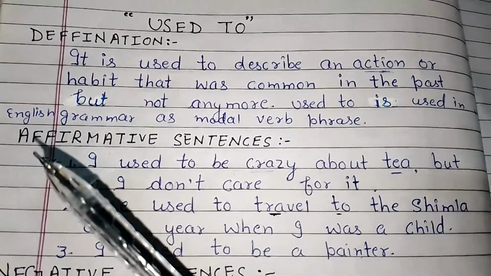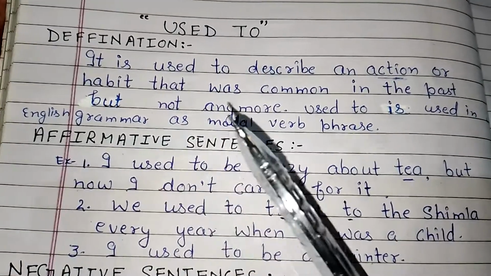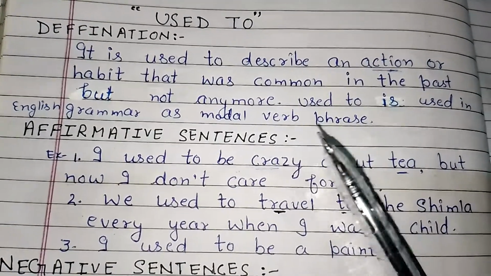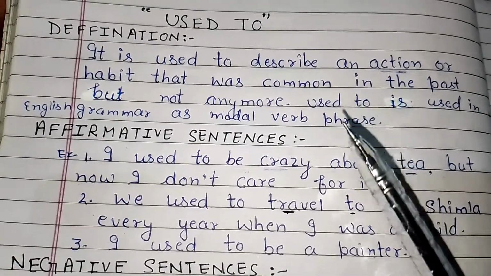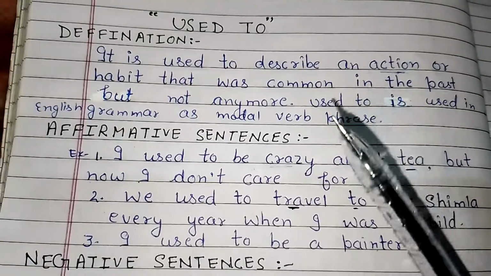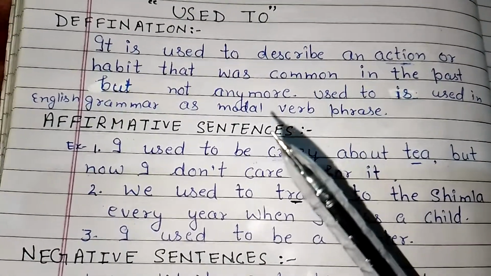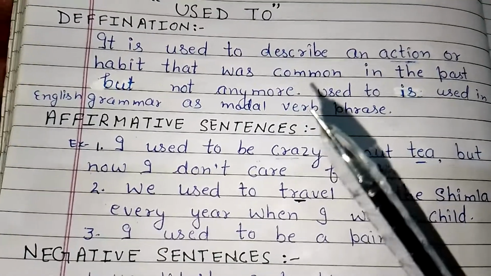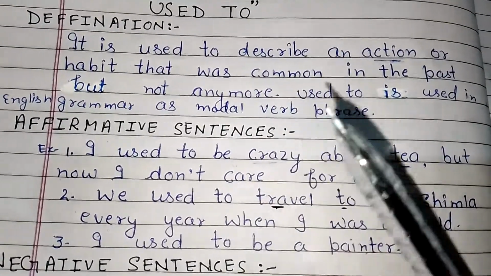What is "used to"? "Used to" is used in English grammar as a modal verb phrase. It means it is related to modals. You know the modals: can, could, may, might, shall, should. It is related to those modals.